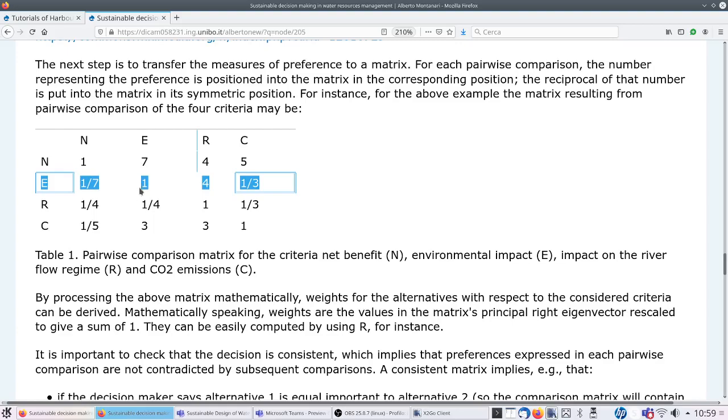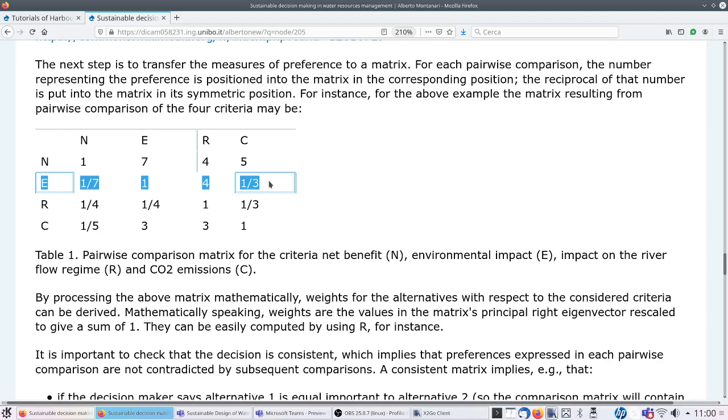So now in the diagonal there is 1, and when he compares the environmental impact with respect to the impact on the river flow, in a little bit inconsistent way, he gives more weight to the environmental impact, which is a little bit inconsistent with what was written in the previous row. But okay, this may be fine, because inconsistency can be there. I wanted to put it in the table because it can be there.